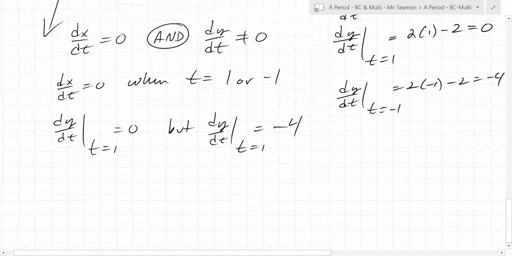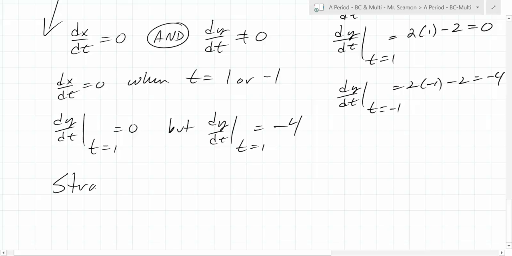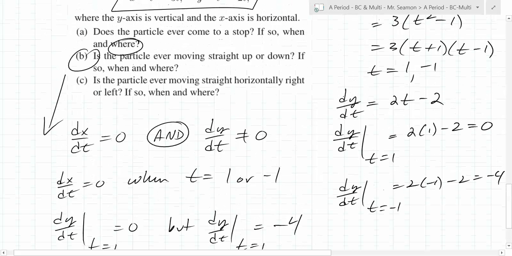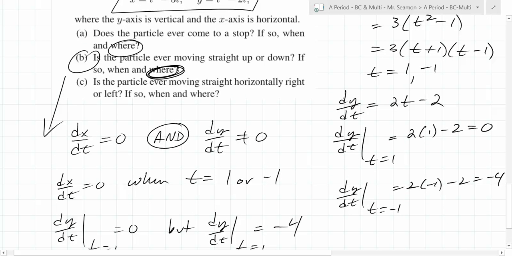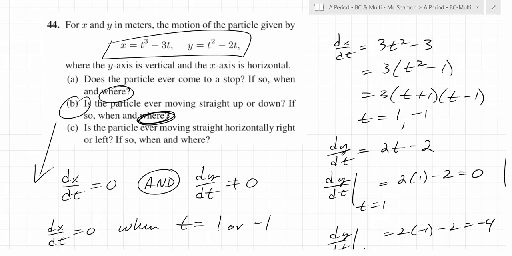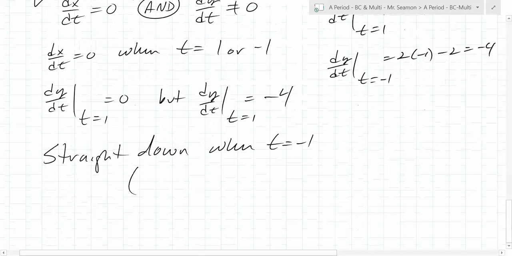-4. Still moving, so it's straight down. Straight down at what time? When t equals -1. And what point is it at when t equals -1? Where is it? Plug in -1 right there, guys. What do you get? 2, 3.